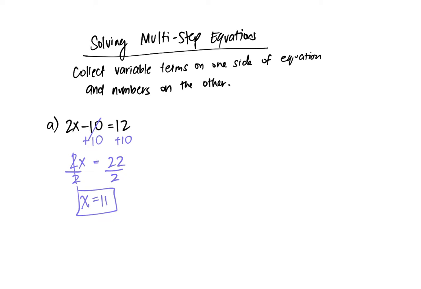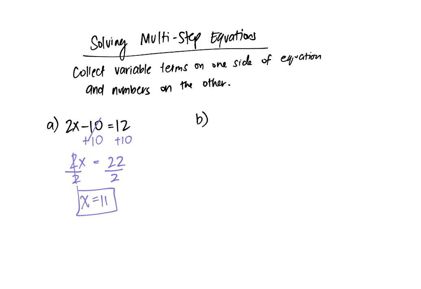So we're still working on isolating that variable by getting rid of things on its side of the equation. And I do that by working from the outside in. I kind of get rid of things that are farther away from the x first, and then lastly that coefficient. We'll go into another example here.